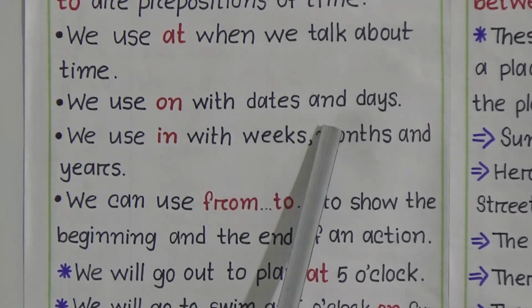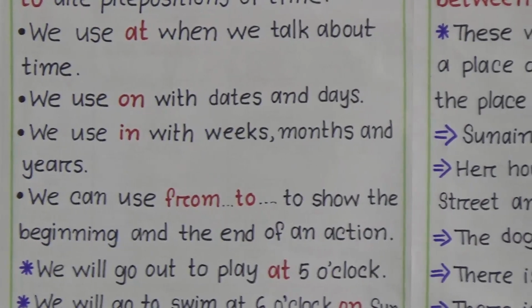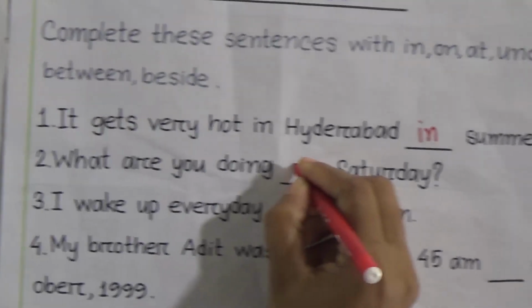Students, come to this rule. We use on with dates and days. So we find days, the day mentioned is Saturday. So we have to use on in the gap.